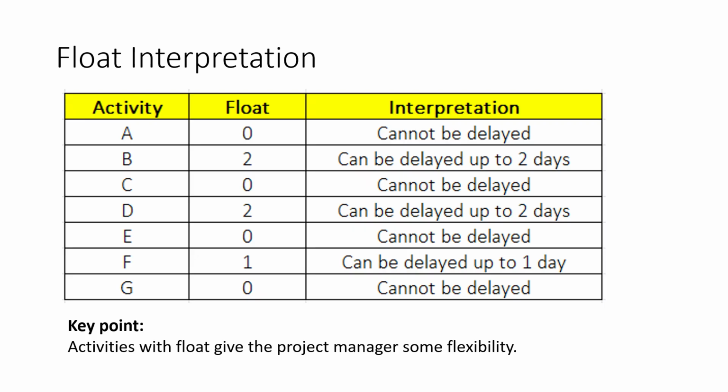Activity F has 1 day of float, so it can only be delayed by 1 day. Activity G has 0 float and cannot be delayed. The key message here is that activities with float give the project manager some flexibility. When there is a resource conflict or delay, the project manager can adjust non-critical activities first before touching critical activities.